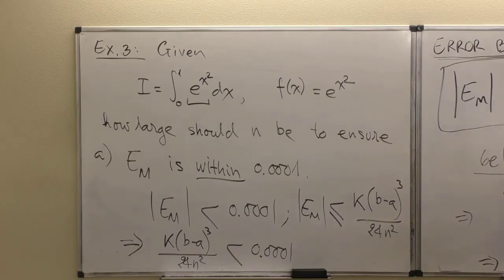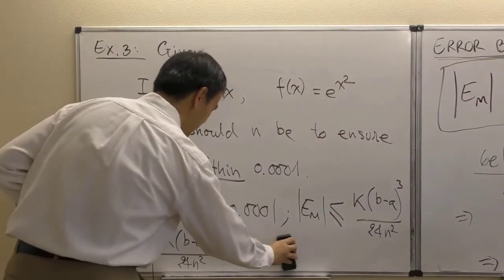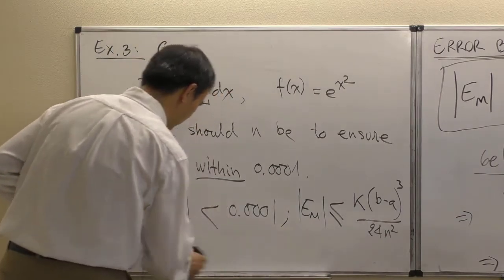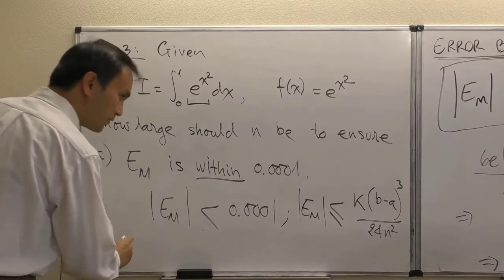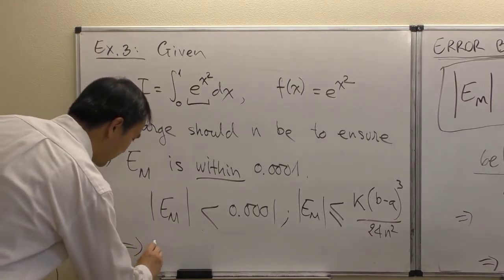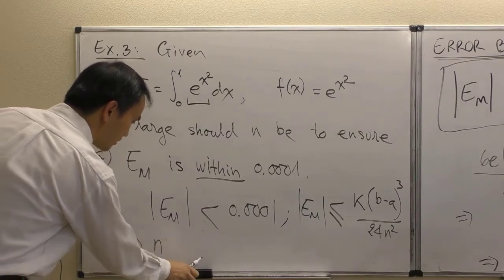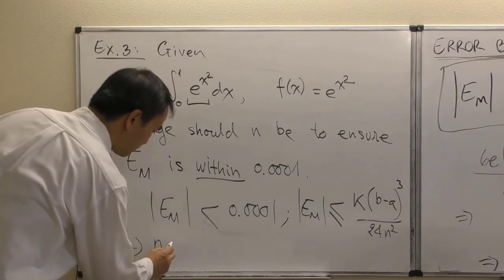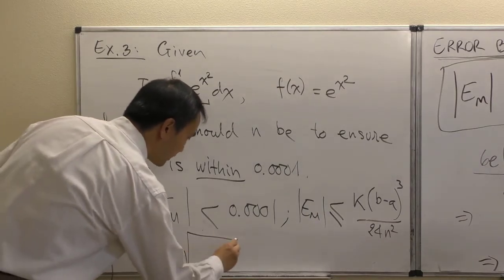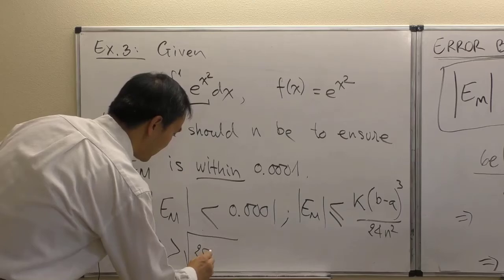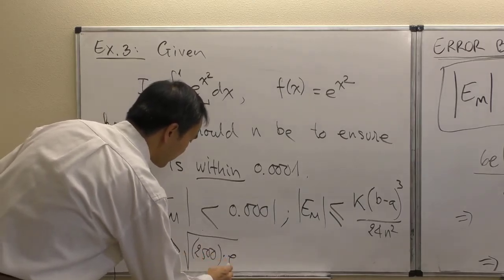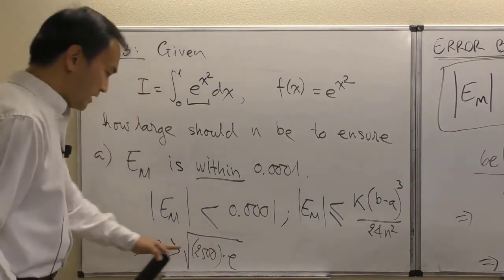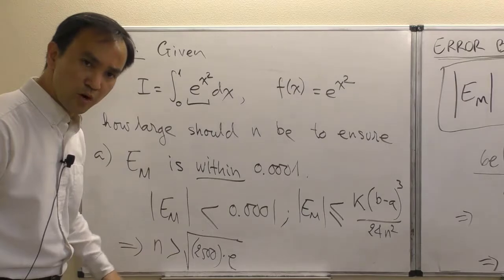Now let me switch to the other board right there. I don't want to erase the first line right here because I want to save that, but continuing from the last step, we can simply solve for n by taking the square root on both sides. It's all positive quantity on both sides, so n has to be greater than the square root of 2,500 times e. And now we are ready for a final computation. So let's put that product inside the square root and get a final answer here.